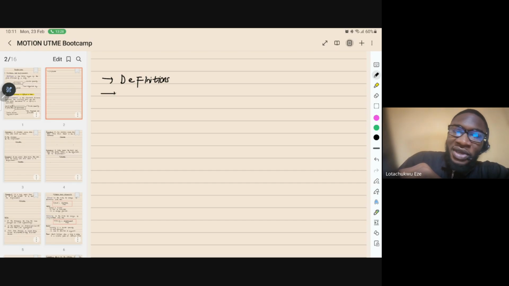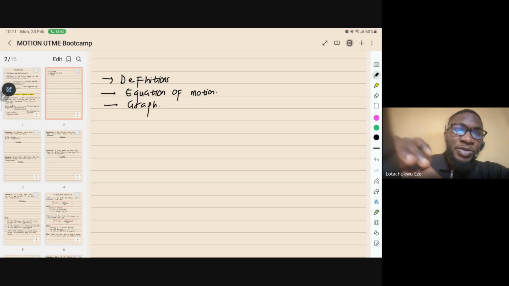Now, the second part of the class is going to be on equations of motion and how you can use those equations of motion. And after that, we're going to look at graphs, right? All those velocity time graphs, displacement time graphs, and the rest of them are going to be handled. I will ensure that we do justice to that.